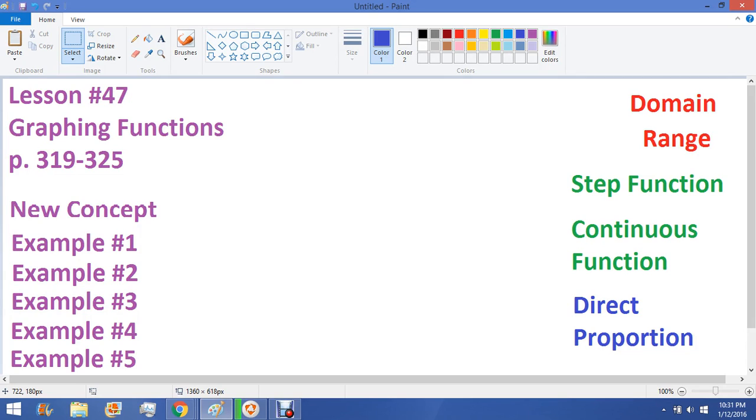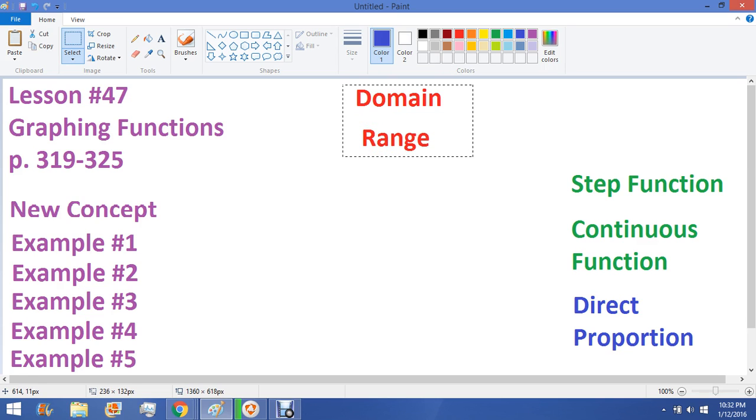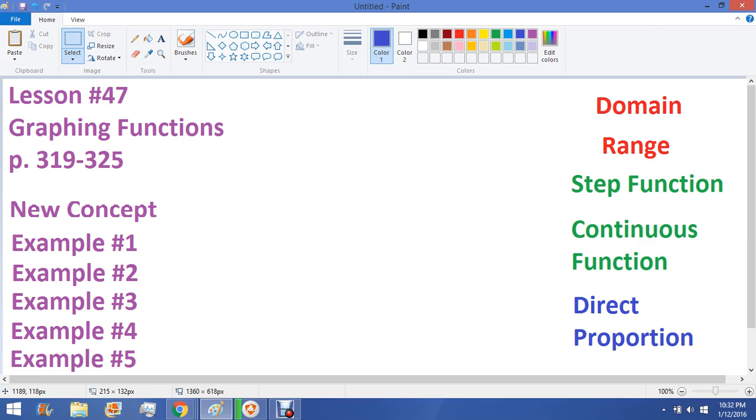When we are talking about functions, we're talking about rules that pair one output number with each input number. The first things that we need to know when we're talking about the rule or the function with an input and an output are the domain and the range. The domain is all the numbers that you can put into the function. That's the input. And the range are all the numbers that come out in the output. Domain, input, range, output. That's the first thing that we need to know.